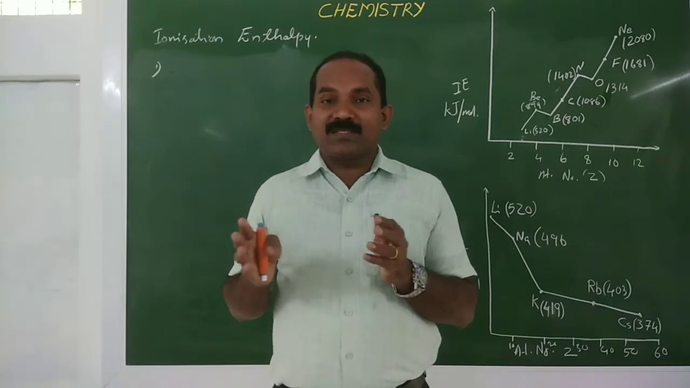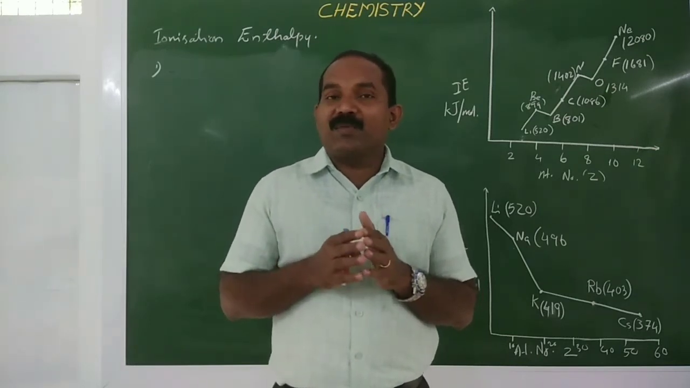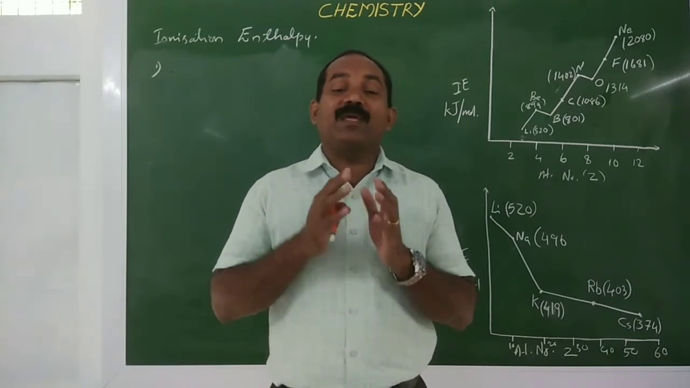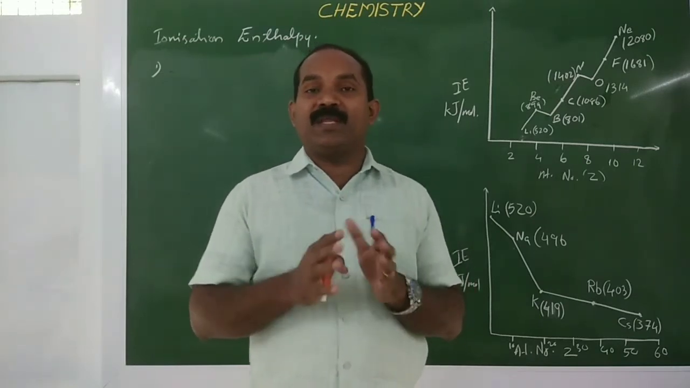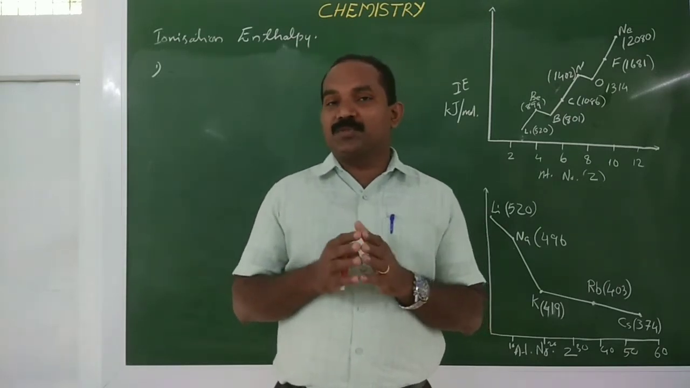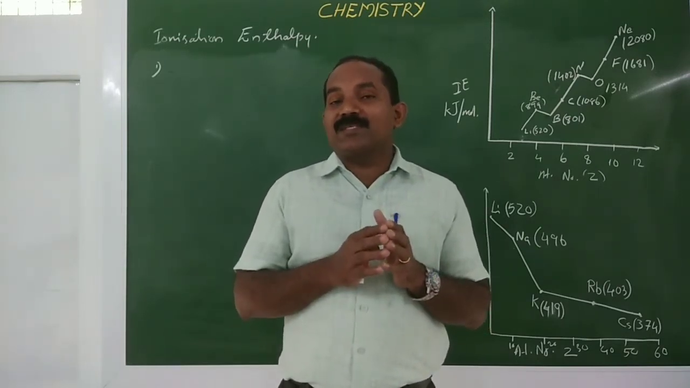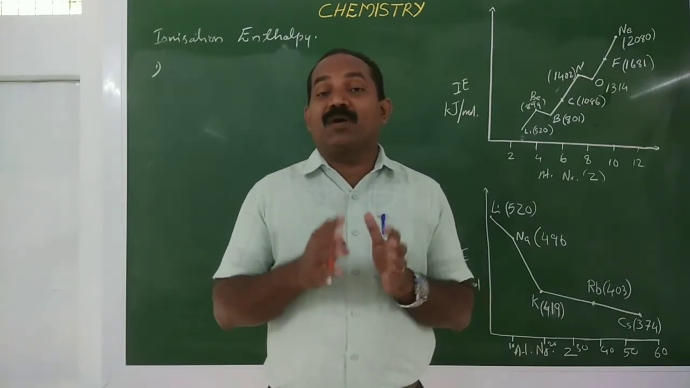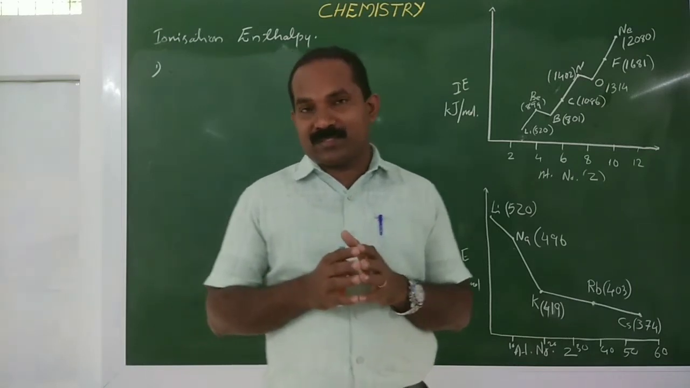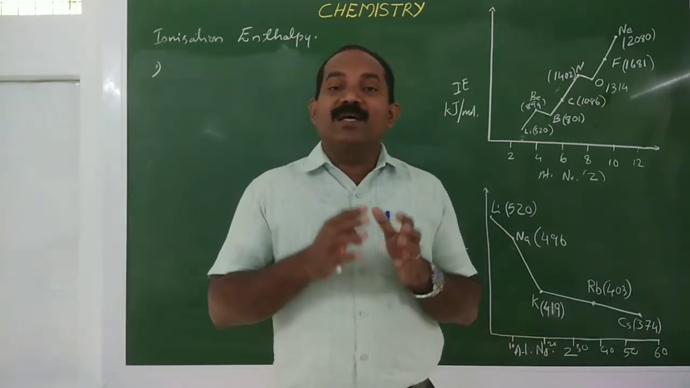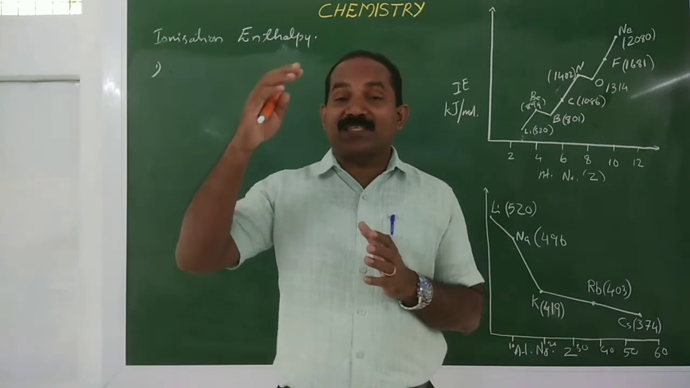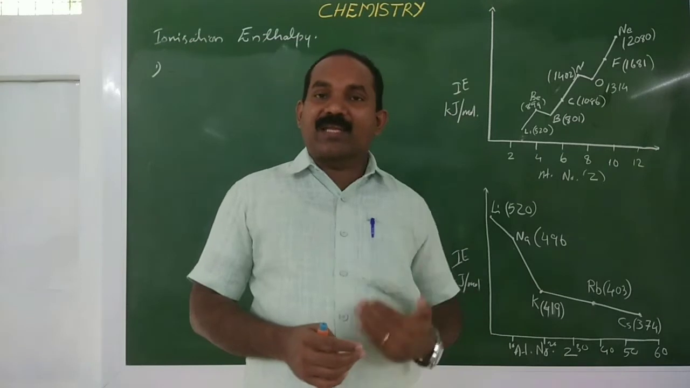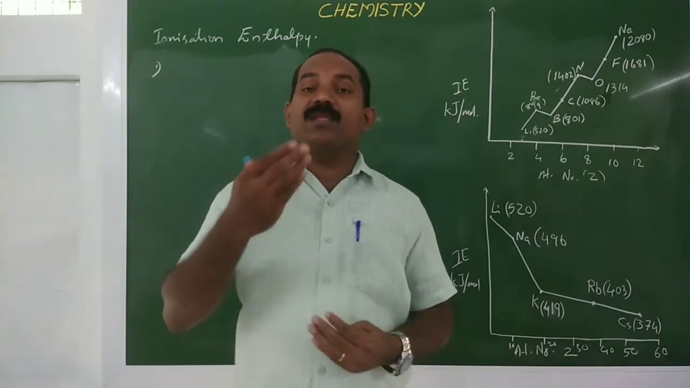From left to right, ionization enthalpy increases. Generally, ionization enthalpy increases across the period. This is due to, from left to right, nuclear charge increases as well as the size of the atom decreases. As we already discussed, when size increases, ionization enthalpy decreases. What about when size decreases? When size decreases, ionization enthalpy increases.